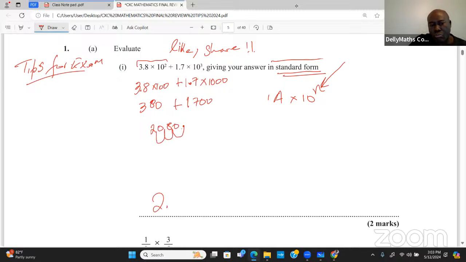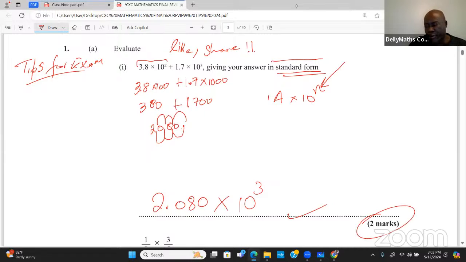So it's 2.080. And then we're going to multiply this times 10 raised to some power, and the power is the number of places that we actually move the point. If you check, we move it 1, 2, 3 places. So it's 2.080 times 10 raised to the third power. And this would have given us full marks right there.